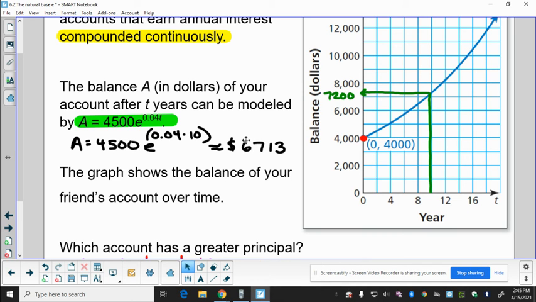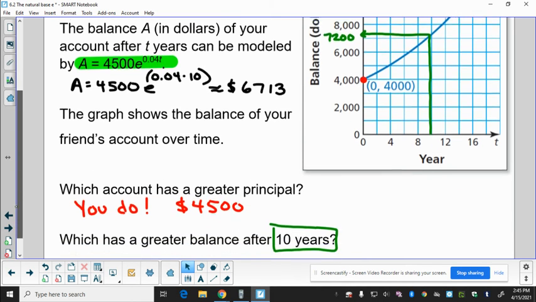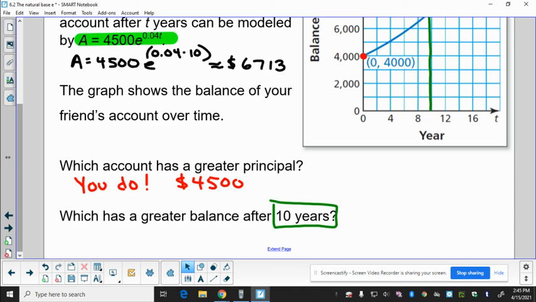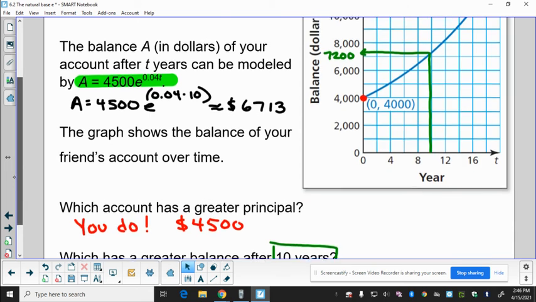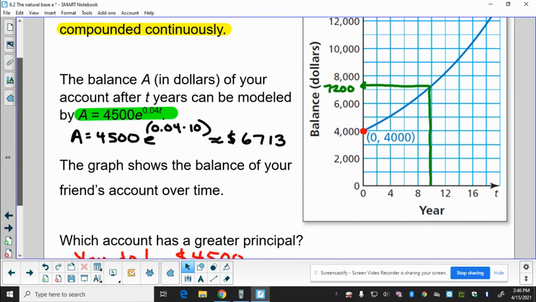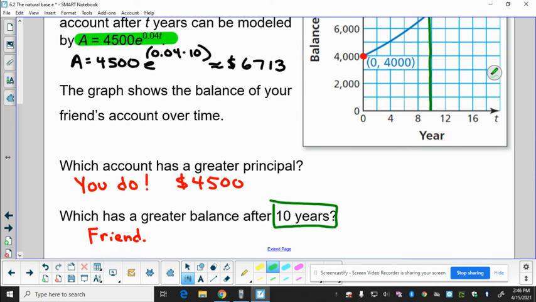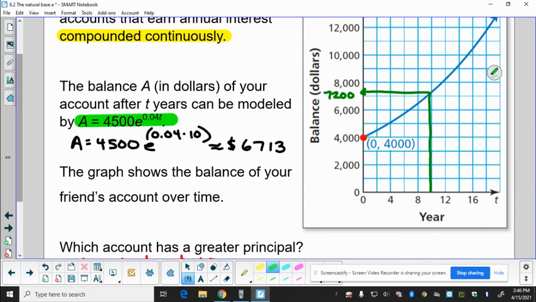So after 10 years, who has more money? Your friend does. So if we analyze this and look at this formula, he starts with less money than you do. So I'm thinking the only difference here there could be is that the interest rate must be higher for your friend, his account must be getting more interest.